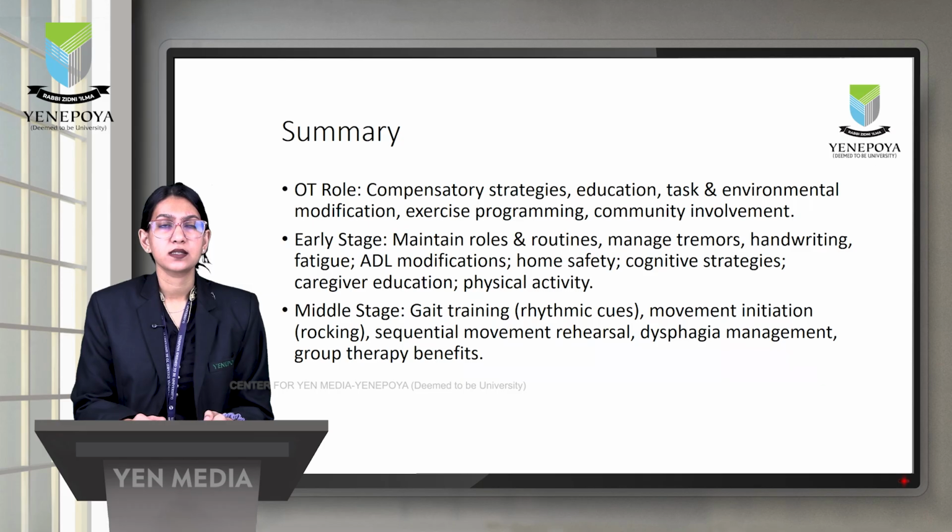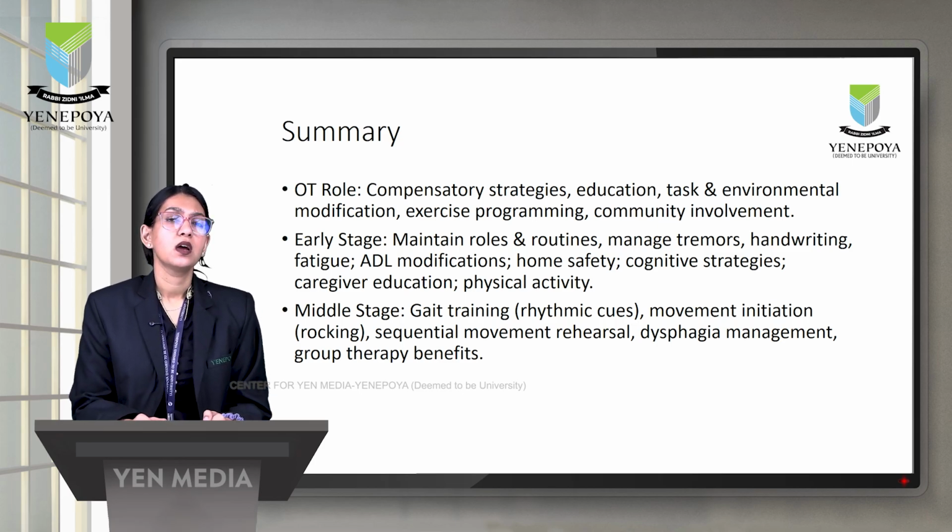Now let's summarize. The occupational therapy role involves compensatory strategies, education, task and environmental modification, exercise programming, and community involvement. In the early stage, occupational therapy may involve maintaining roles and routines, managing tremors, handwriting, fatigue, ADL modifications, home safety, cognitive strategies, caregiver education, and physical activity.